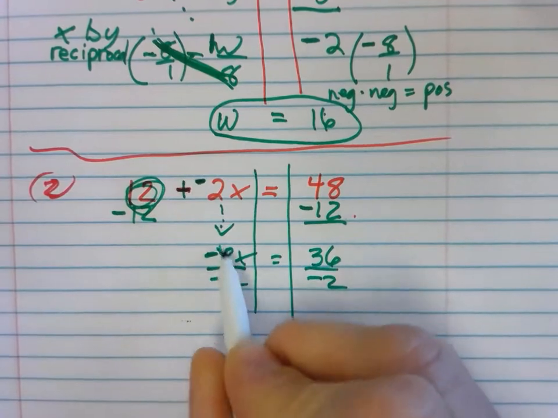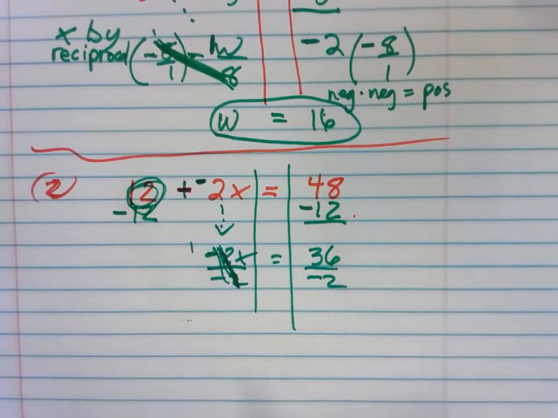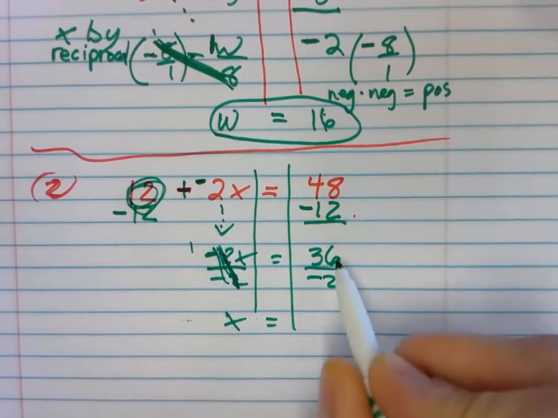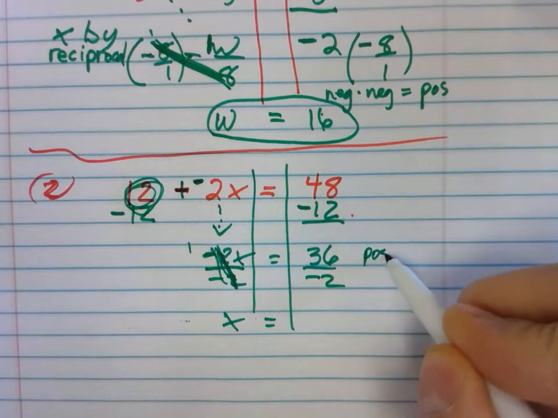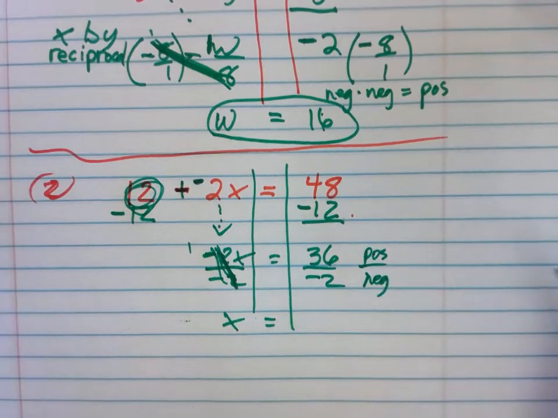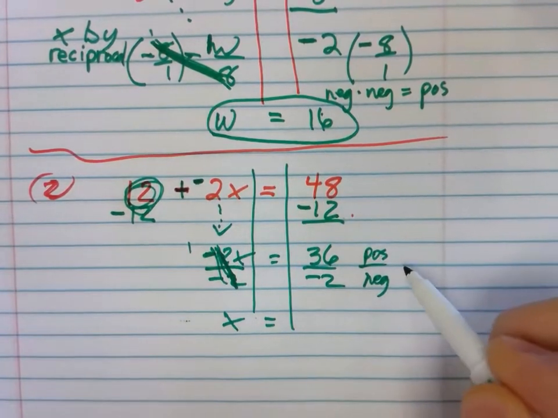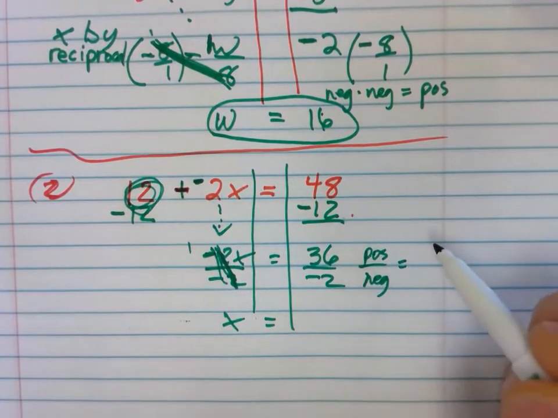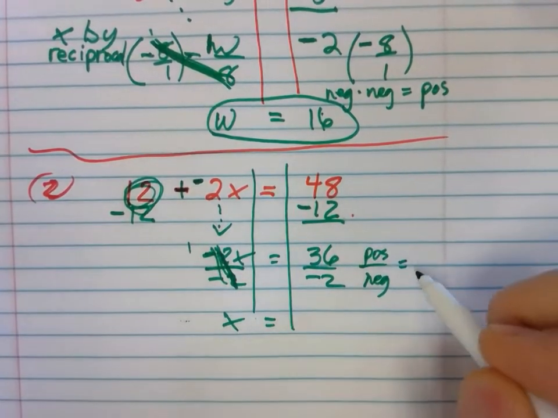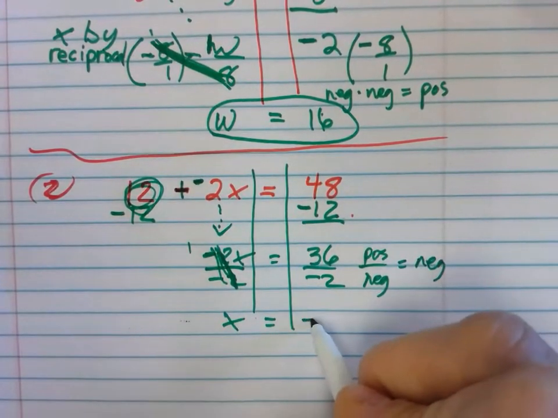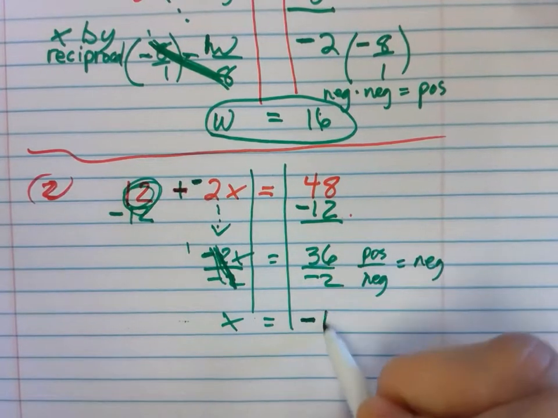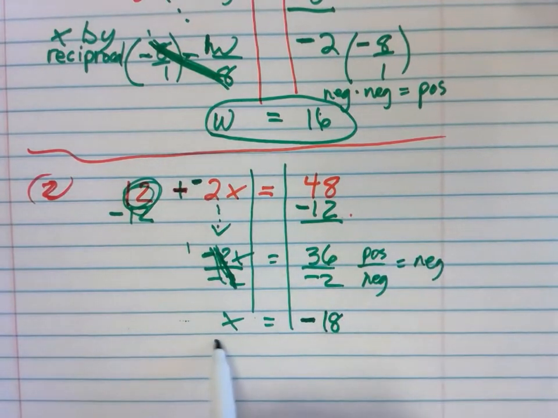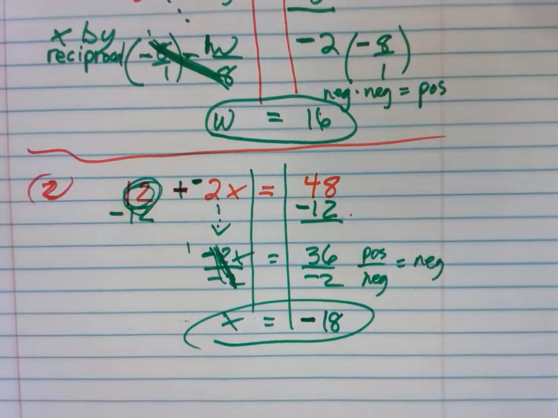The negative 2s cancel out because negative 2 divided by negative 2 is 1. So now we'd have x equals, now, what is 36 divided by negative 2? That's a positive divided by a negative. What is a positive divided by a negative? Hopefully, you're going to say a positive divided by a negative is a negative. All right, so that's going to be negative. And what's 36 divided by 2? 18, I hope is what you're saying. So there you go. For that one, x would be negative 18.